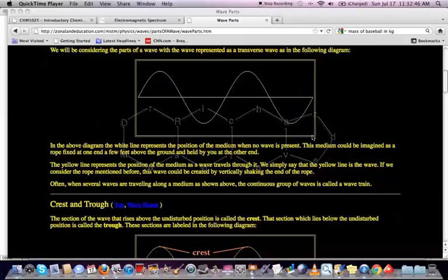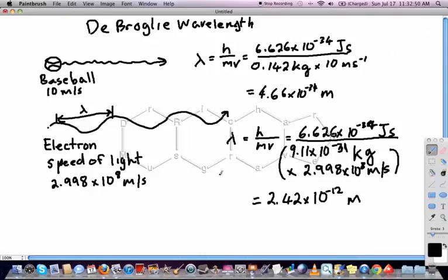So let's look at what kinds of things can be observed to travel in waves. If we take a look at an everyday item like a baseball, and we've got it traveling at 10 meters per second, we can measure the wavelength of that wave by using the de Broglie wavelength equation. Now the wavelength of a wave is the distance between one crest and another crest of a wave. Actually, it's between any two same parts of a wave, but we'll go from crest to crest.